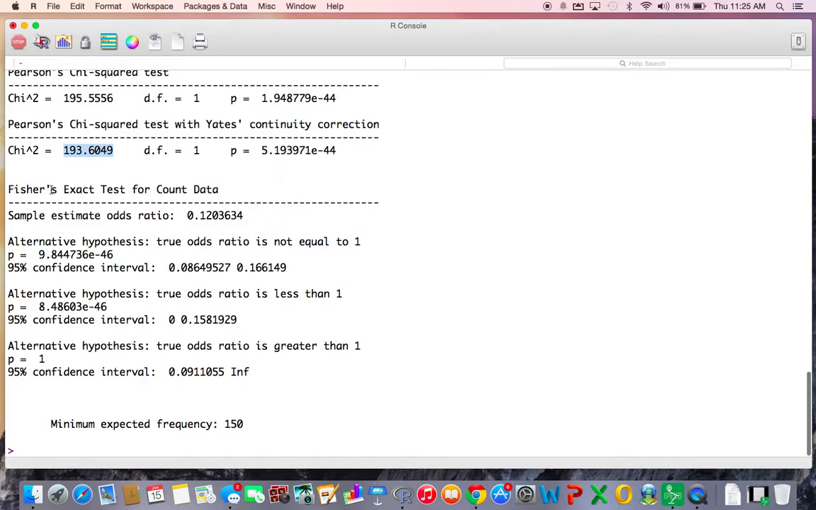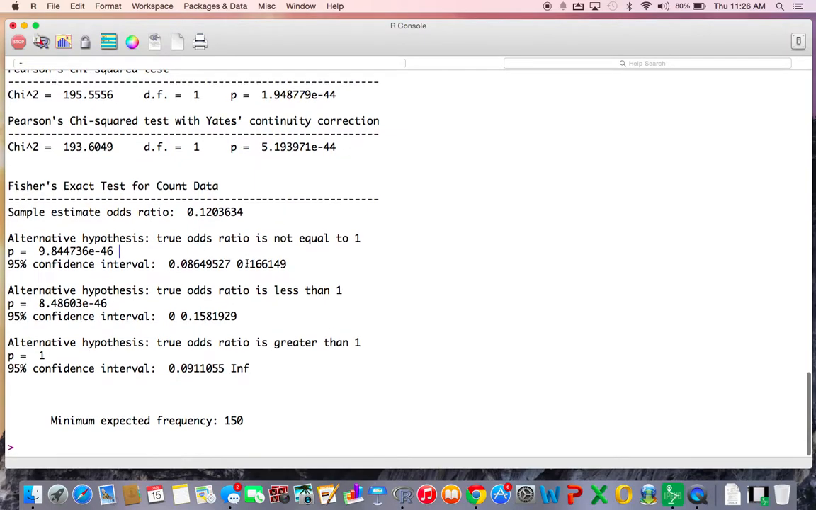And then we get into Fisher's exact test for count data, and the only thing that we want to worry about right here is the alternative hypothesis where the true odds ratio is not equal to 1. We're going to learn more about that in videos to come, but you can see that your p-value gives clearly a highly statistically significant result.